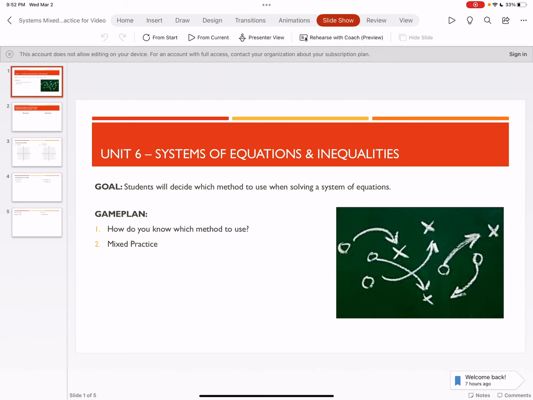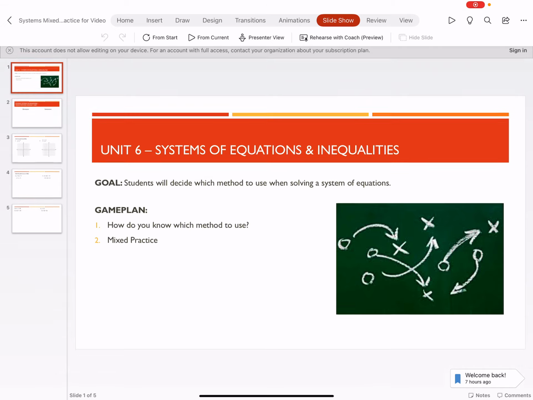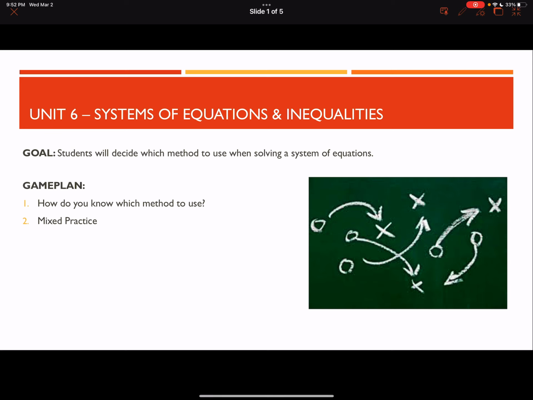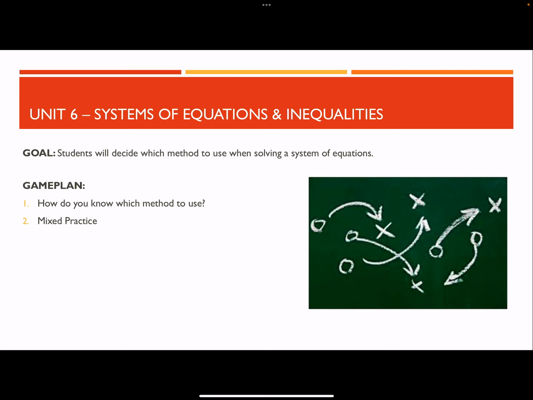We are going to talk today about solving systems of equations. And now that we have all of our different methods to solve, we're going to talk about how we know which method is the best to use in which situation. Our methods that we've learned are graphing, substitution, and elimination.